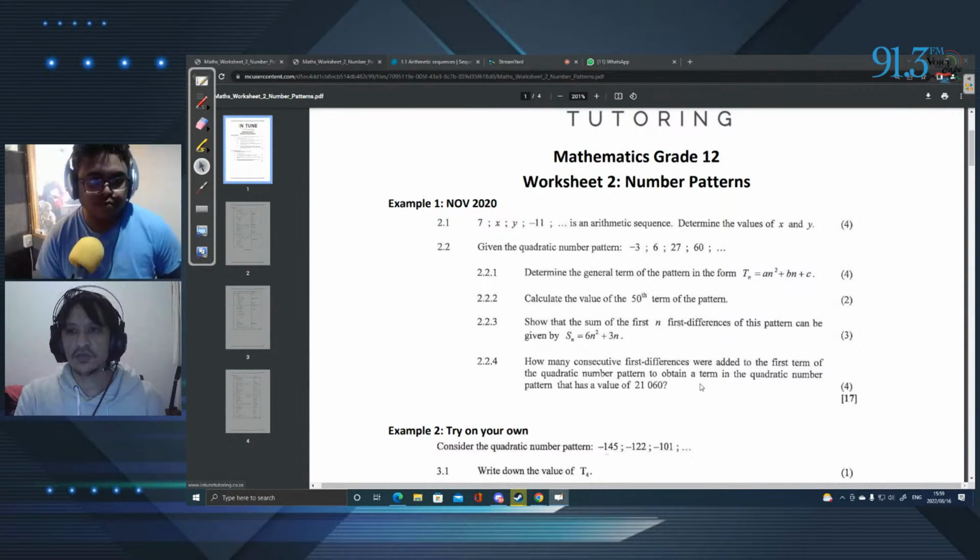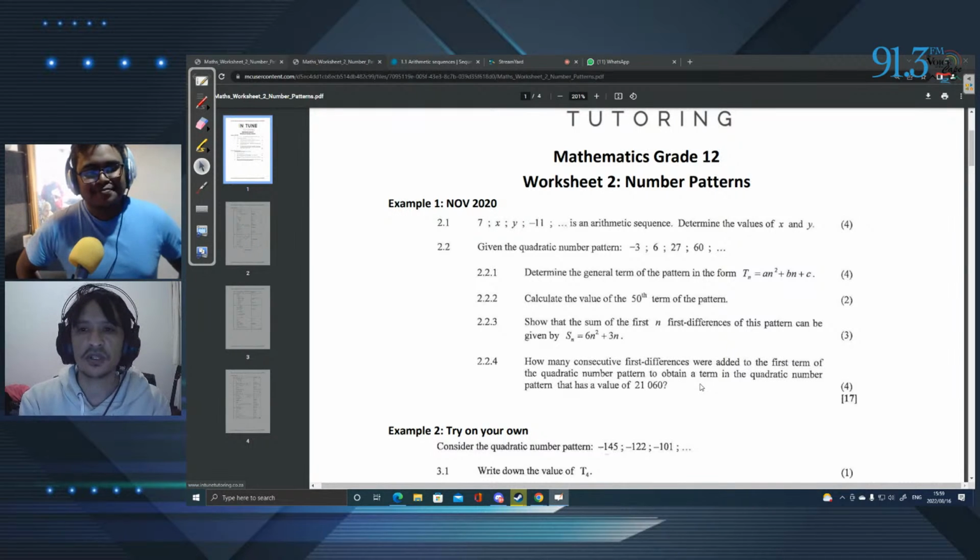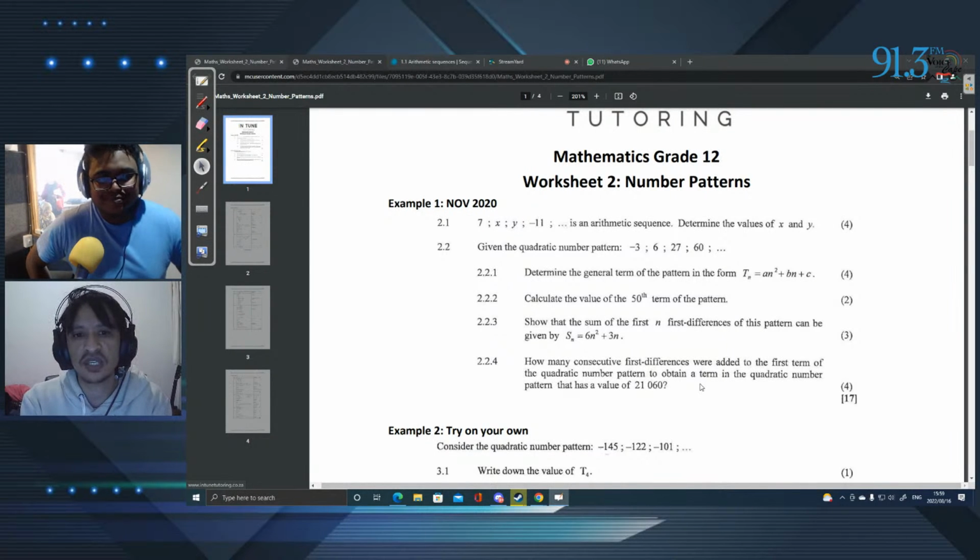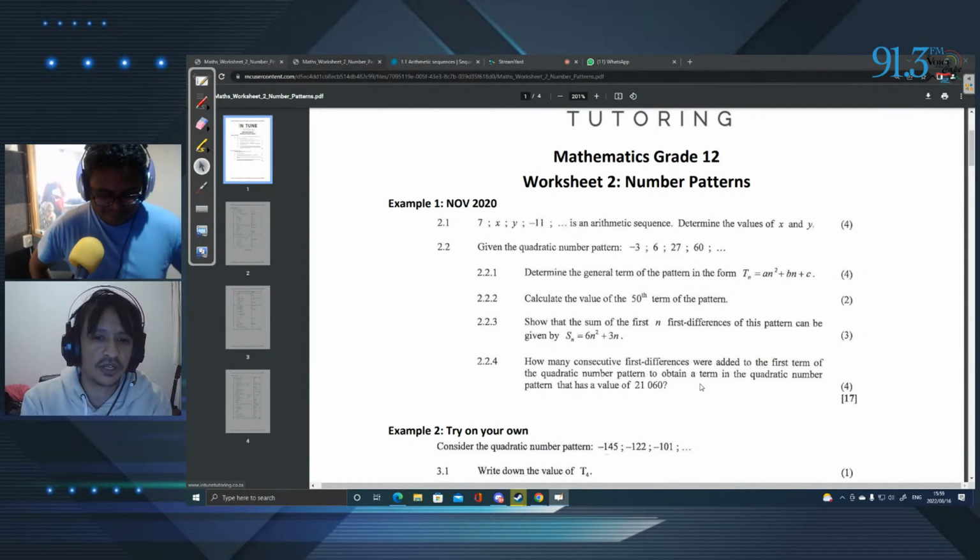So there we go. That's it for number patterns. And then we'll be looking further into sequences and series for the next math session. So that will conclude our session for today. I hope this helped you somewhat with number patterns, and enjoy the rest of your day.